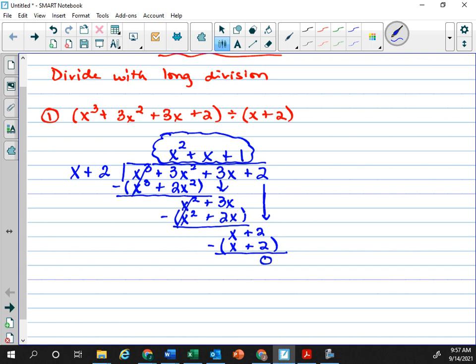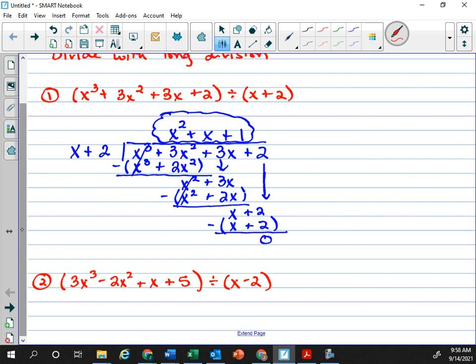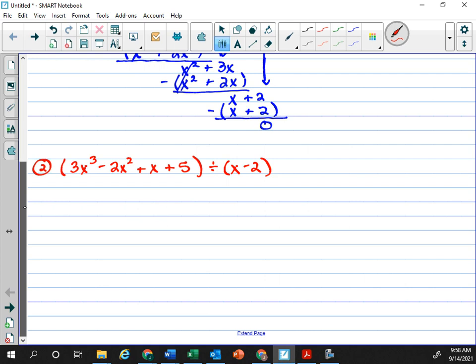That was a pretty simple one to start with. We didn't really have a lot of negatives going on, no remainder. So let's try another one. I'm going to have you guys try this one. Let's do 3x cubed minus 2x squared plus x plus 5 divided by x minus 2. Okay. So try that one with long division. I know we could do it with synthetic, but try it with long, okay?